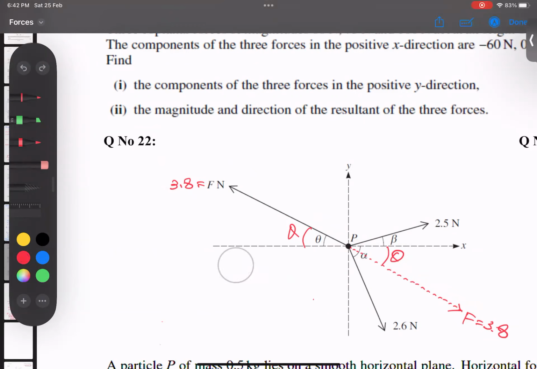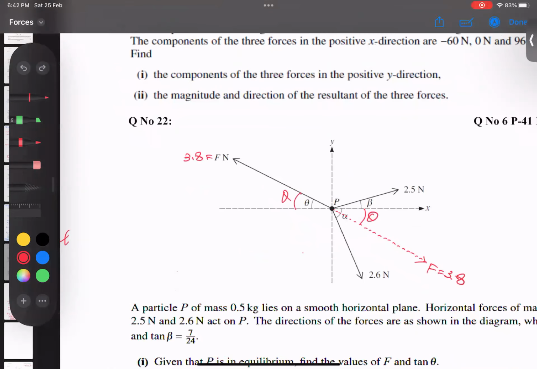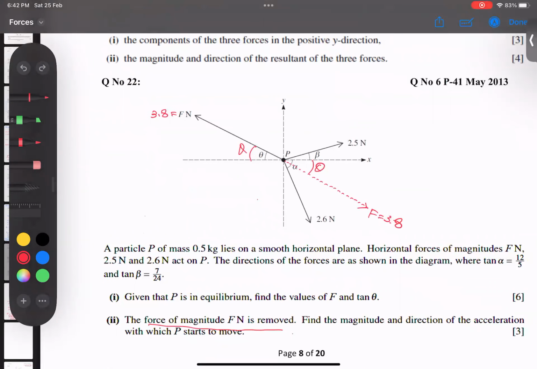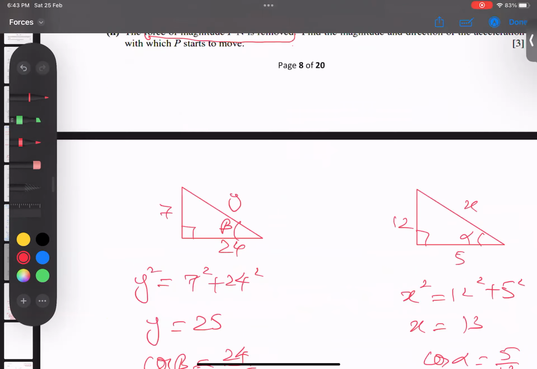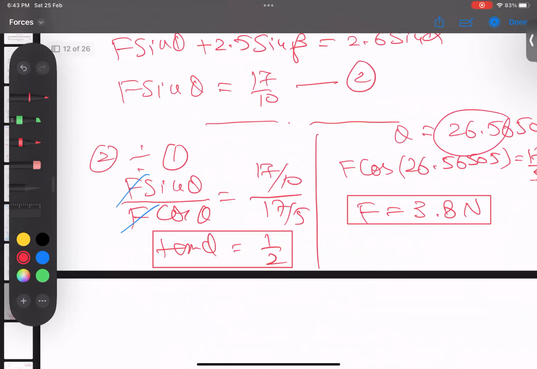Now come to the point. If this force is gone, read the statement please: if force F Newton is removed, it means this force is no more there. Then what happens? Find the magnitude and direction of the acceleration when P starts to move. So first of all, if this force is no more, the system will fall and move this side, with the angle with the x-axis the same, 26.6.